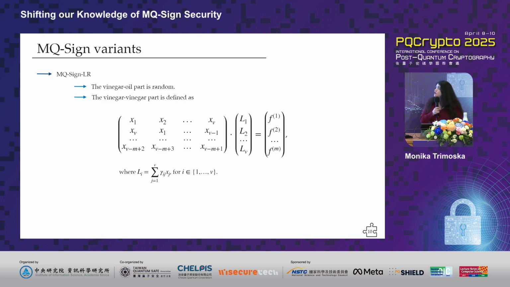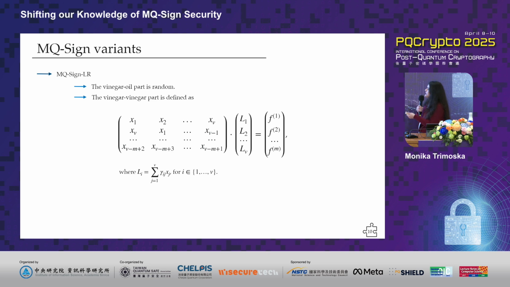Okay, so these are the two MQSign variants that remained, that were proposed in the second round. You have MQSign-LR, that is the structured variant, and here, as I said, the vinegar oil part is completely random. We saw previously that having a structure in the vinegar oil part is really not a good idea, and you will see why in one of the next slides. And then the vinegar part is defined exactly like this.